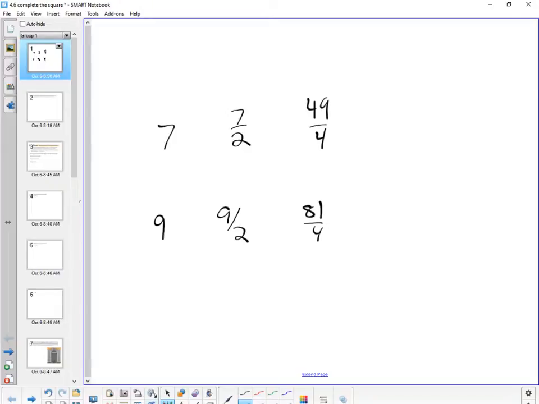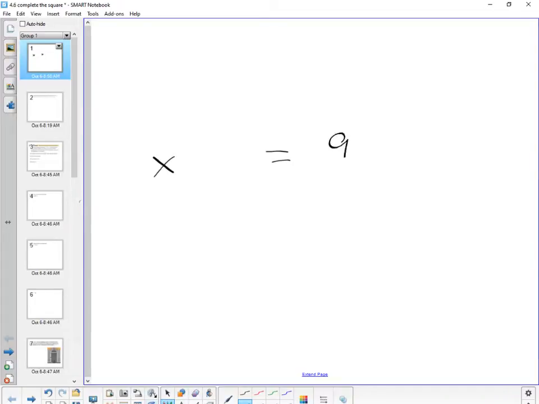Anybody having any issues with these halving and squaring? Daisha, we're good? Let me ask you this question now. Do you guys remember what that means? That's an equal symbol, isn't it? What does it mean if I say that? It's balanced. X is 9 equal to. How do you know X is 9? Because they're equal to.